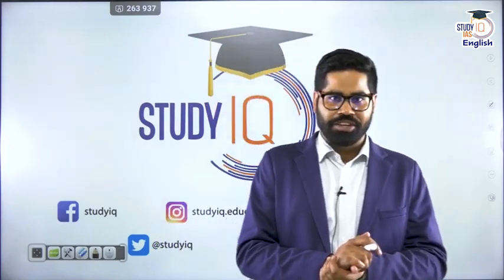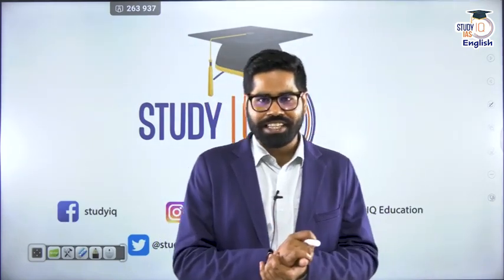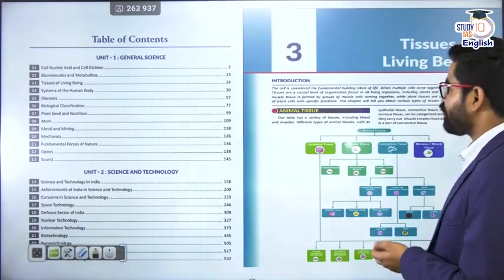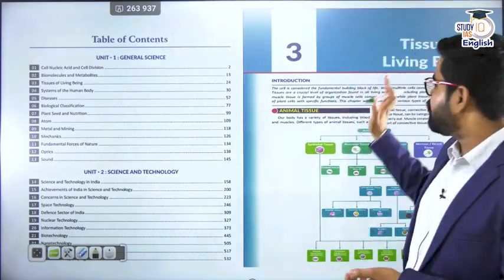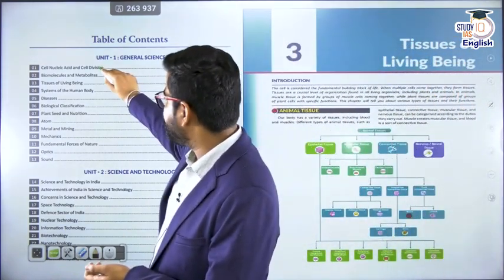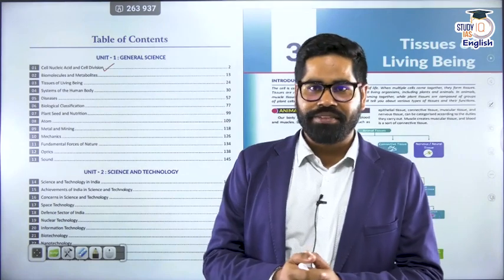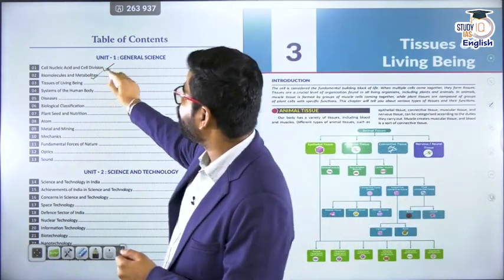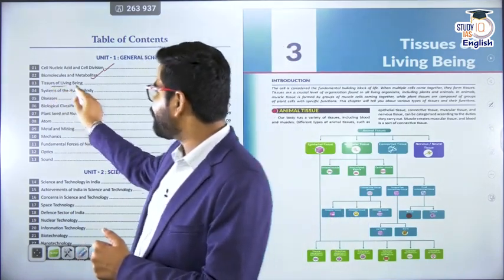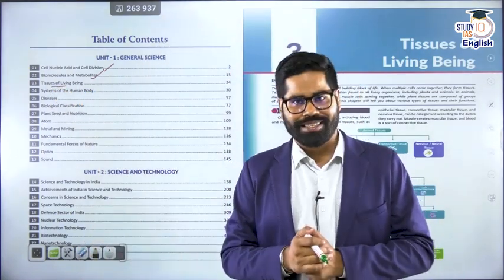In today's session, we are going to start with another important chapter, and that chapter is about the tissues of the living being. So we have discussed two chapters right now: the first one, cell, nucleic acid and cell division, and the second one, biomolecules and metabolites. Now we are going to discuss this important chapter, tissues of living beings.